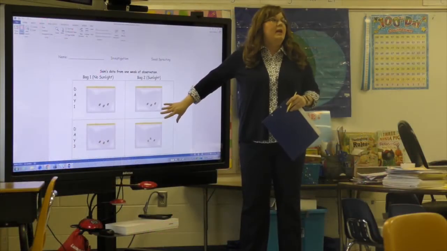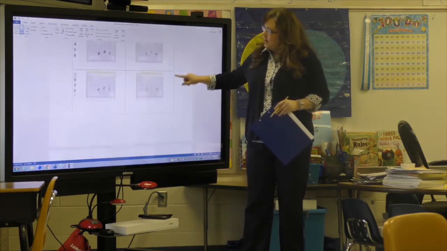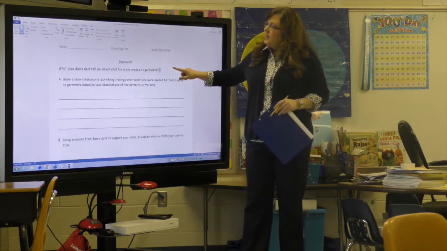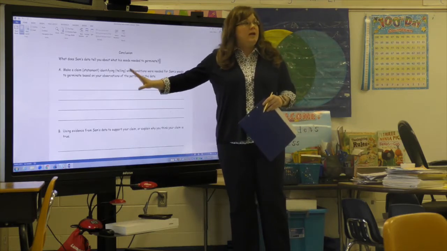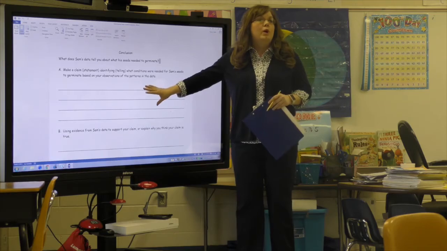These are going to be the bags that have gotten the sunlight. Now, on the next activity sheet that you have, this is where you're going to be analyzing that data and you're going to be telling me and showing me what you know.